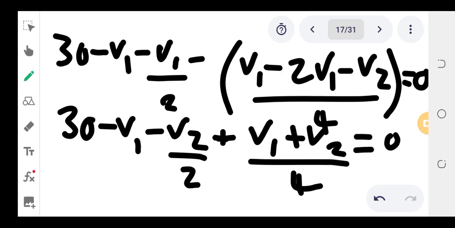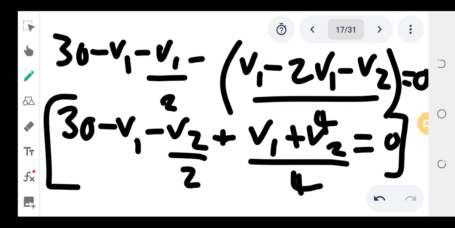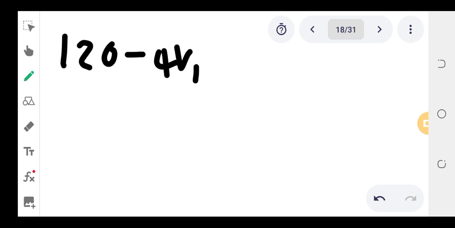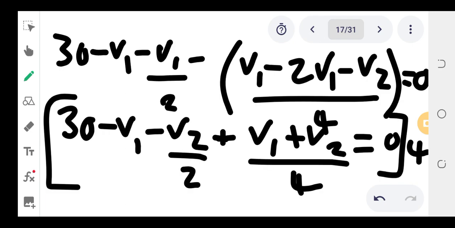Divide 4 equals 0. So 4 is our common denominator. So we can multiply throughout this expression by what? By 4. So if we multiply throughout by 4, we have 120 minus 4V1 minus 2V1. So 4 multiplied by 30 is 120. 4 times V1 is equal to 4V1.